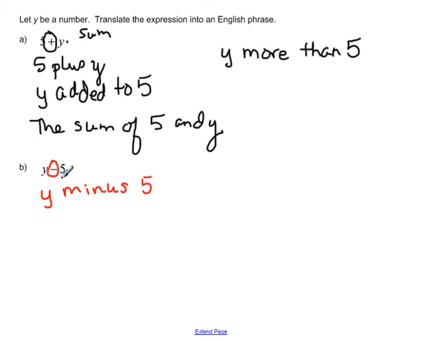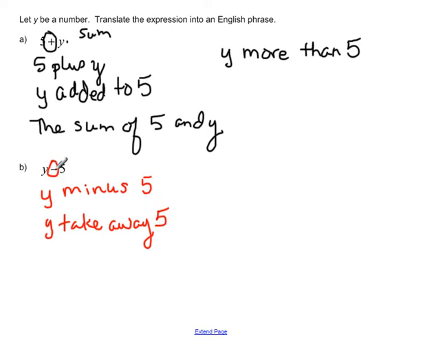Notice we could also say, well, what happened with this y? Well, I had a y, and then I took away 5. So we could say y take away 5. But that would be a pretty simplistic way of saying it, but that would be legitimate.